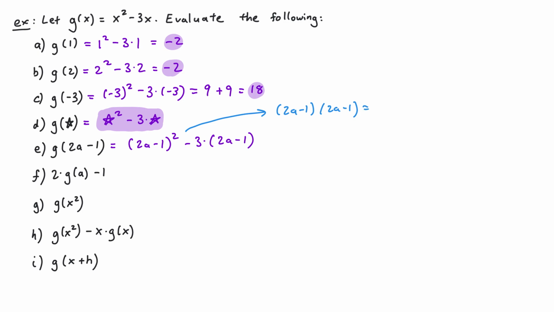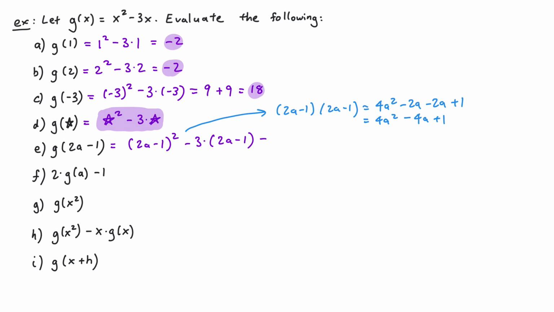The first terms, 2a times 2a gives me 4a squared. The outer terms, 2a times negative 1 gives me a negative 2a. The inner terms, negative 1 times 2a gives me another negative 2a. And then the last terms, negative 1 times negative 1 gives me positive 1. So simplifying this, we have 4a squared minus 4a plus 1.